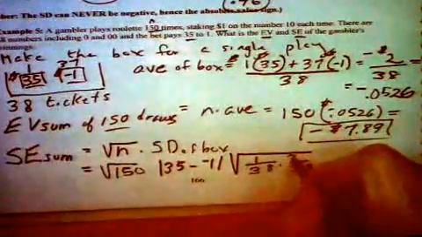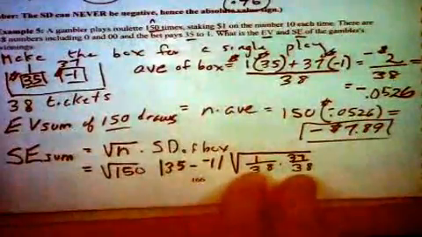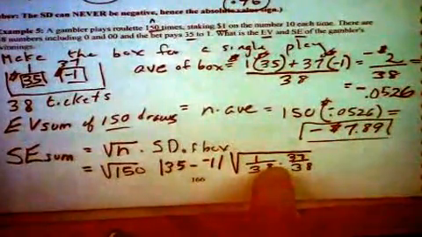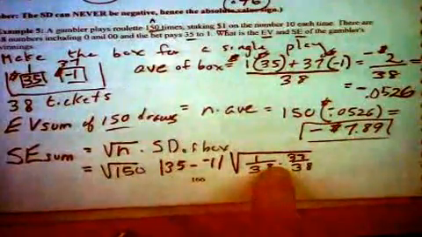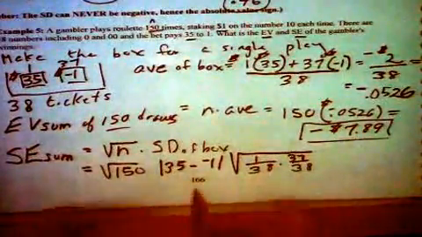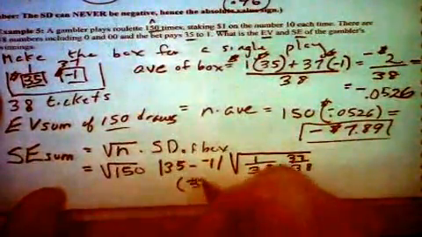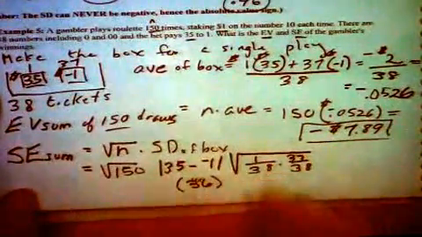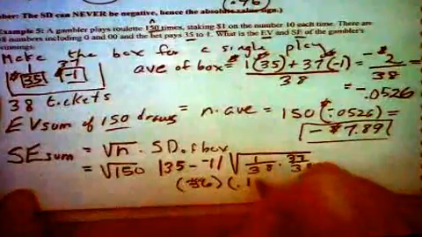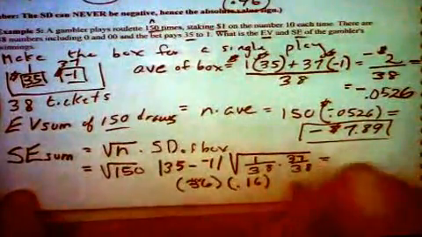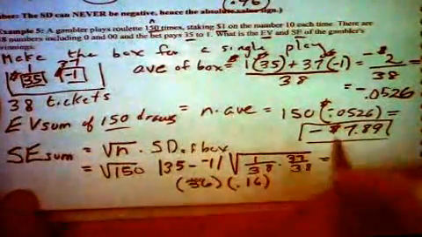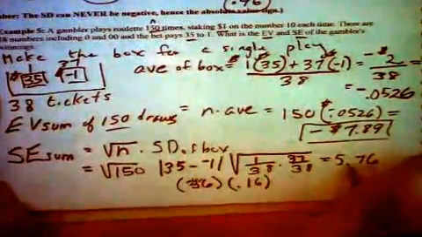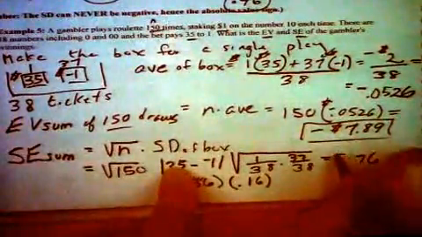Remember that this has to sum to 1. We're multiplying, but that has to sum to 1. All right. And when we do this, what do we get here? We get a 36 here, and here it turns out we get 0.16. And so together, we multiply these together, and we get $5.76 for the standard deviation.